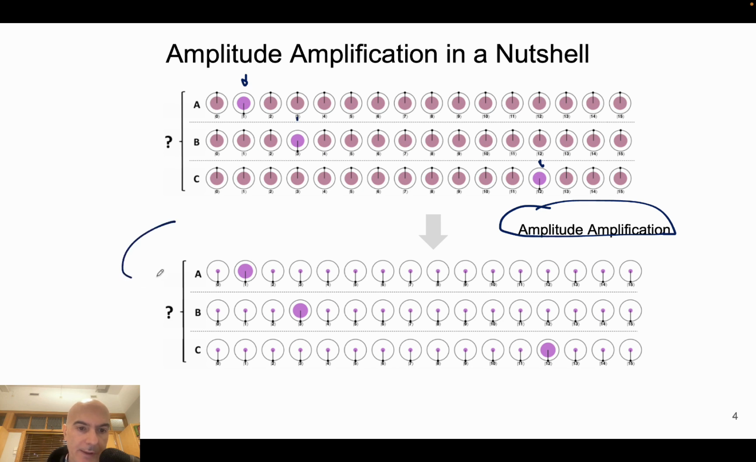In this case, for instance, if you measure quantum register A, we will measure 1 as the most likely state. In this case, number 3 as the most likely state. In this case, number 12 as the most likely state. So we go from a situation where we cannot distinguish through measurement our marked or flipped qubit state to a situation where we can actually measure and observe the state that has been flipped.